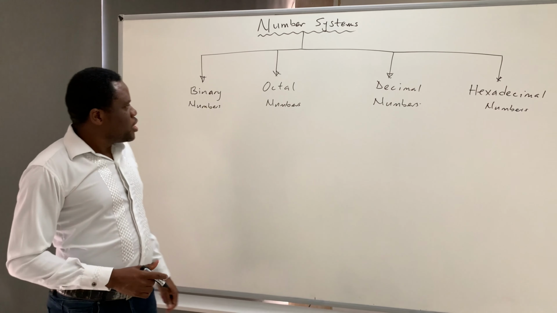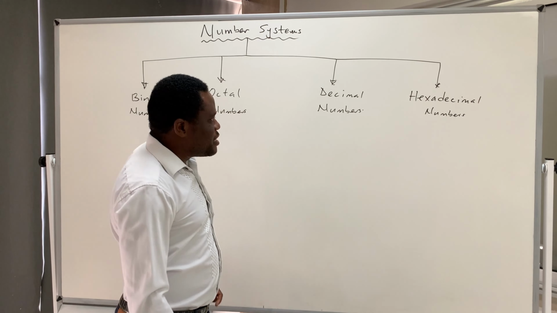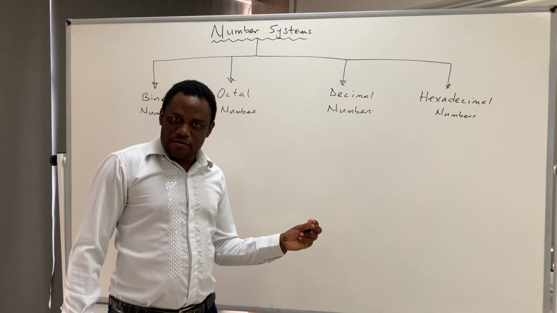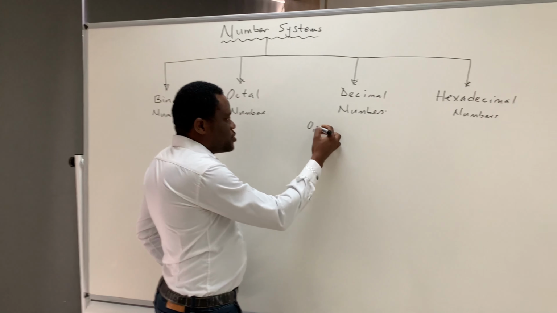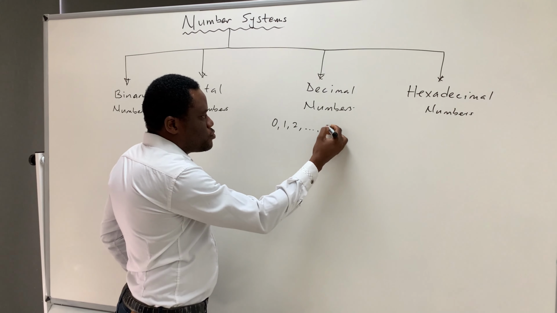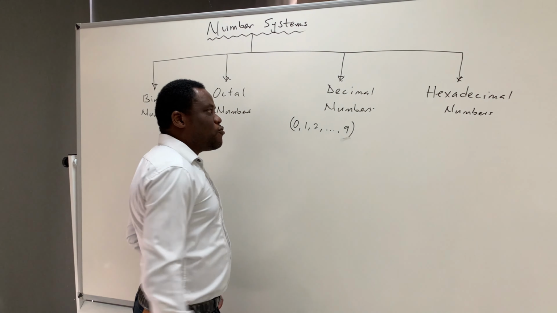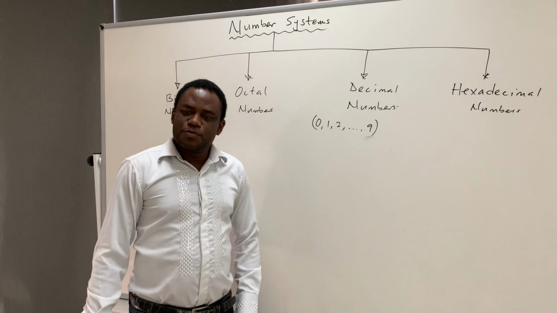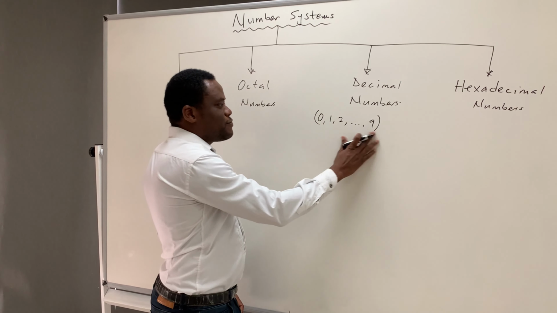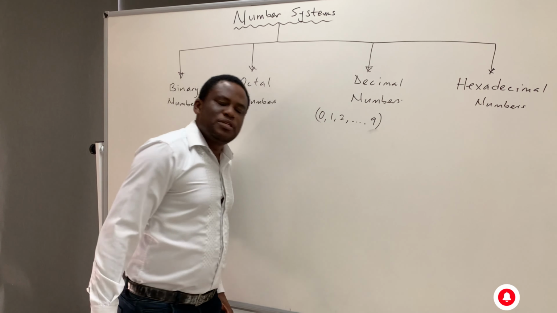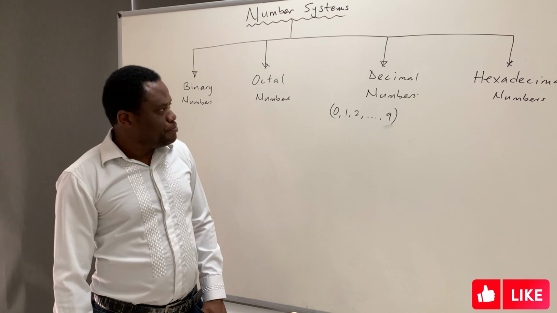The one we are used to is decimal. Decimal numbers are digits from 0 to 9, right? So we have 0, 1, 2, up to 9. These are a sample of decimal. Some textbooks call it denary. So numbers from 0 to 9 consist of decimal numbers.